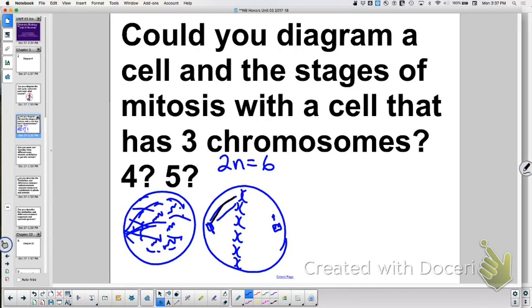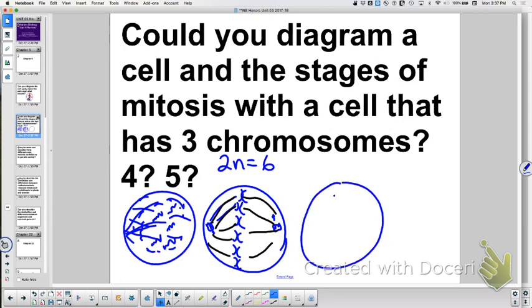I was trying to do a different color here, right? Remember the microtubules, which are going to pull them apart, right? Okay, what comes next? Anaphase. Right? So I'm pulling them apart. And then what would happen next?